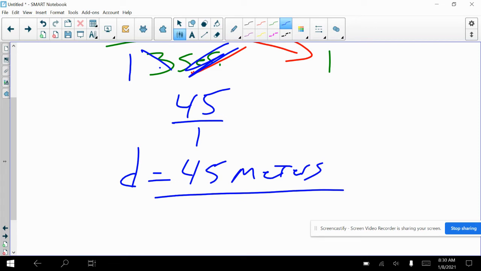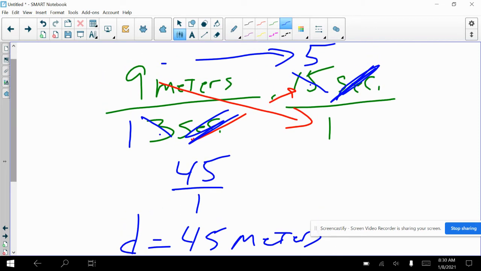To Kahan's point, there's no sense cross reducing when you got a 1 because it's still going to be the same, right?